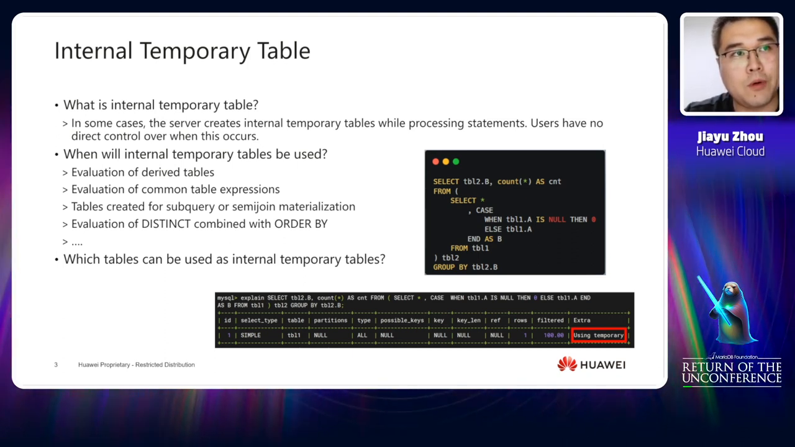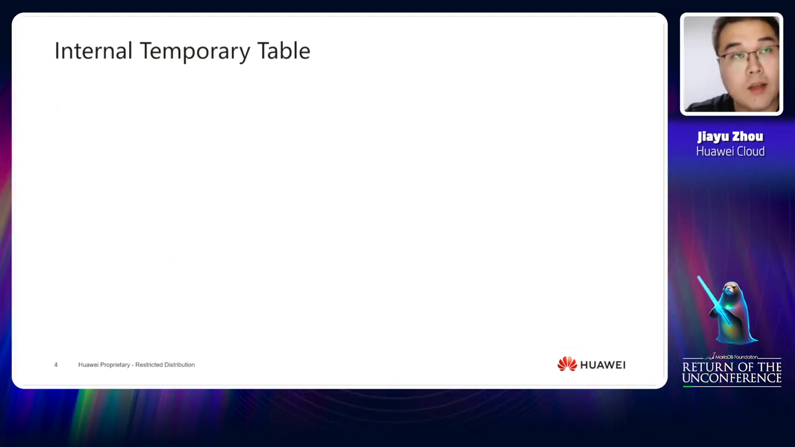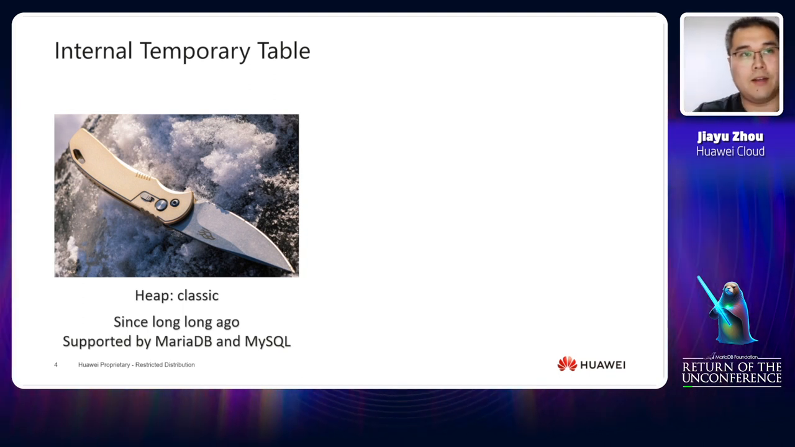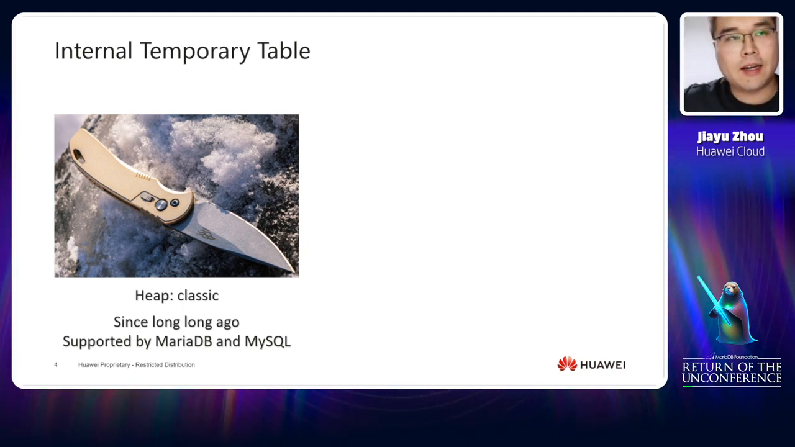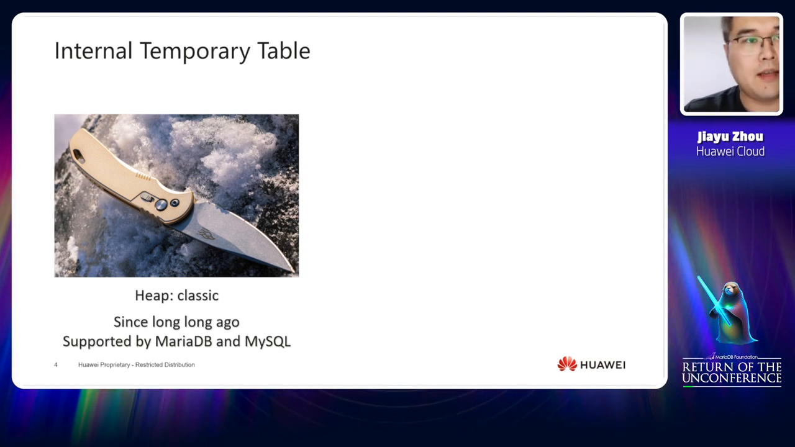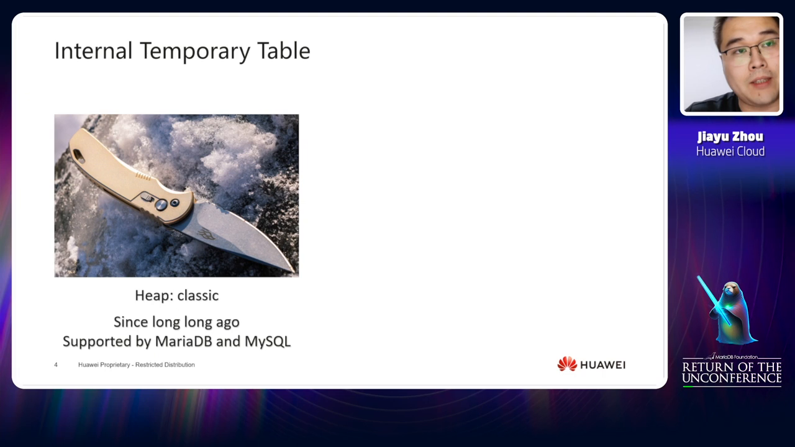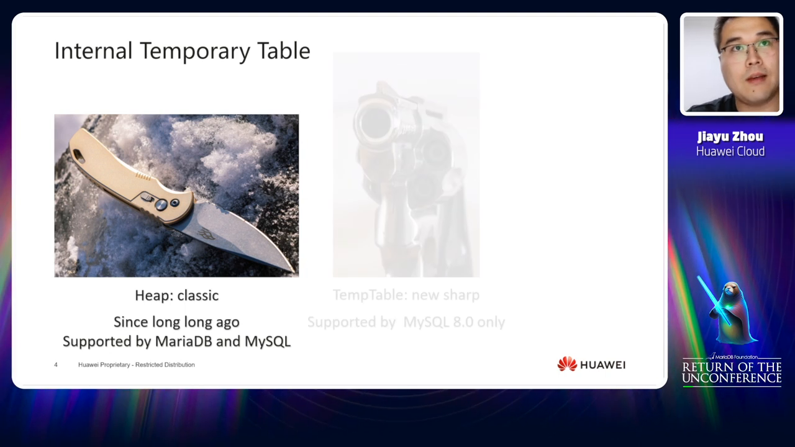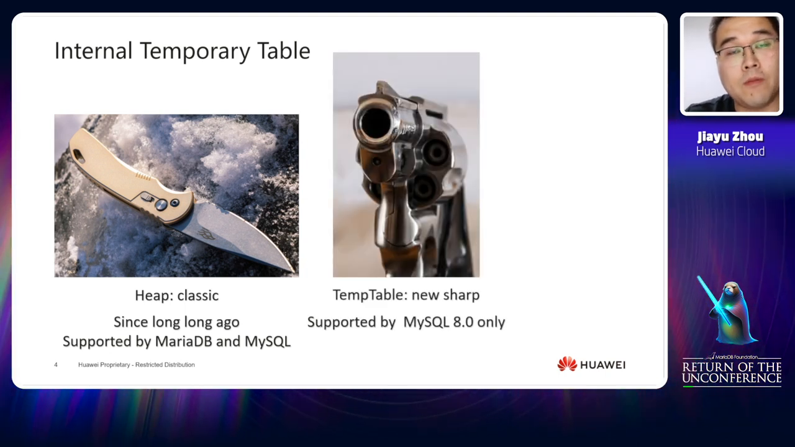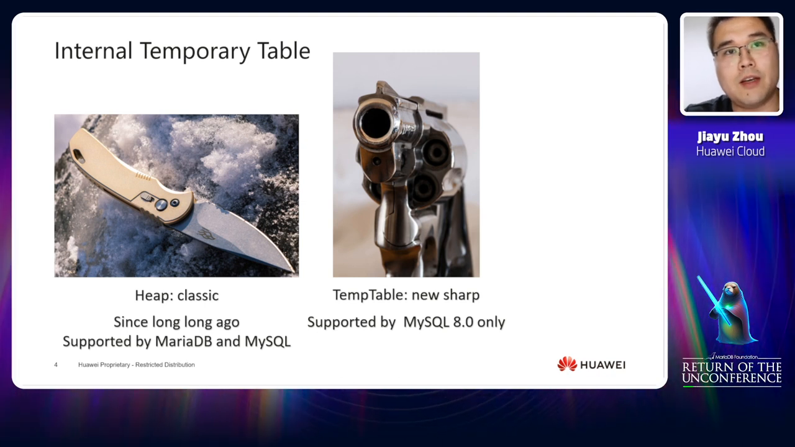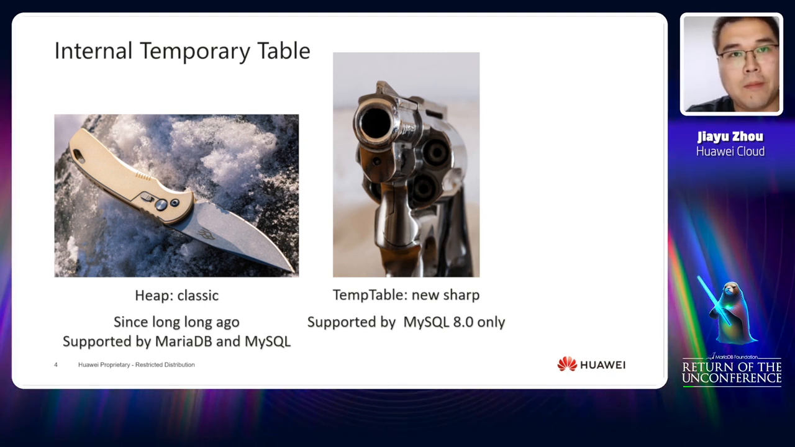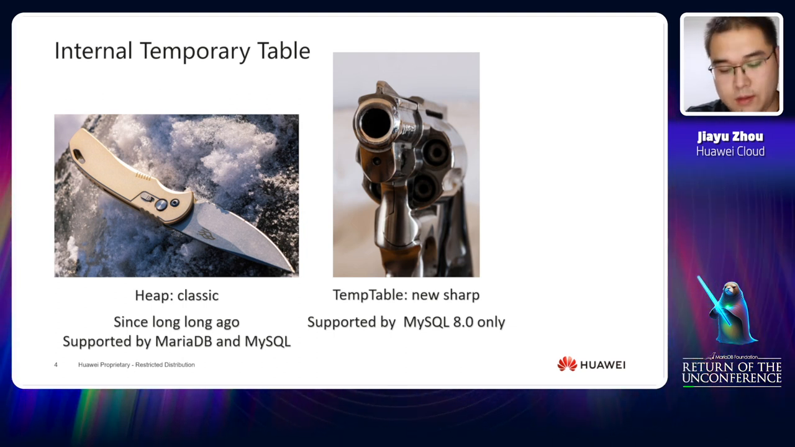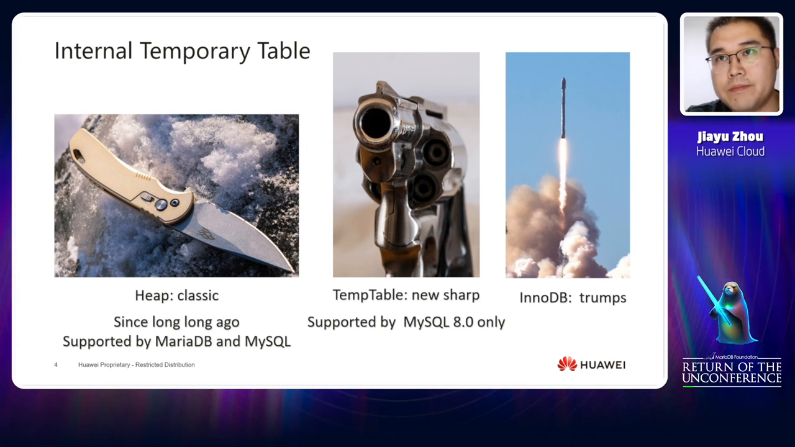And the last one is, which tables can be used as internal temporary tables? First, Heap engine. Heap engine is a classic memory engine and is supported by MariaDB and MySQL both. It has been used for a very long time and it's very stable. And the second one is TempTable. It is a new engine only supported by MySQL 8. And the last one is InnoDB. InnoDB is the bottom line solution.